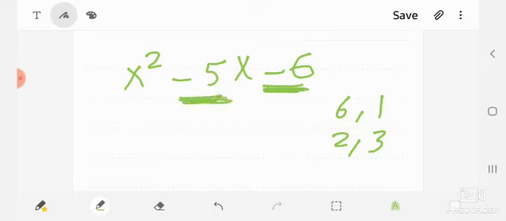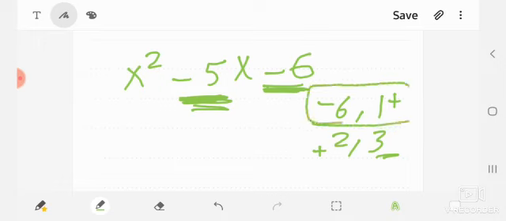The coefficient of the middle term is negative, so the greater number will have the negative sign. Here we get negative and the positive goes here. With the second couple, the 2 is smaller, so it gets the positive sign, and the negative sign goes to the 3. Which one of them gives us, when we add them, a negative 5? Yes, this is the first couple. So we should choose it and open our parentheses to solve.